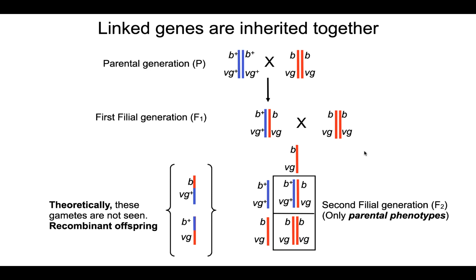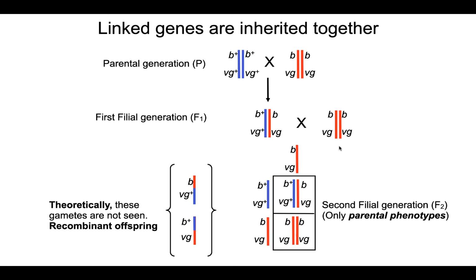And so if the genes are linked, what you would expect is to only see parental phenotypes. 50% of them should look like one of the parents, 50% of them should look like the other. 50% should be double dominant, and the other 50% should be double recessive.